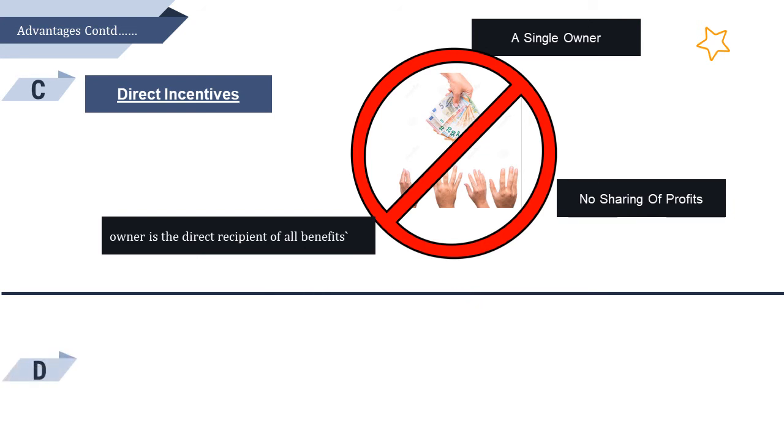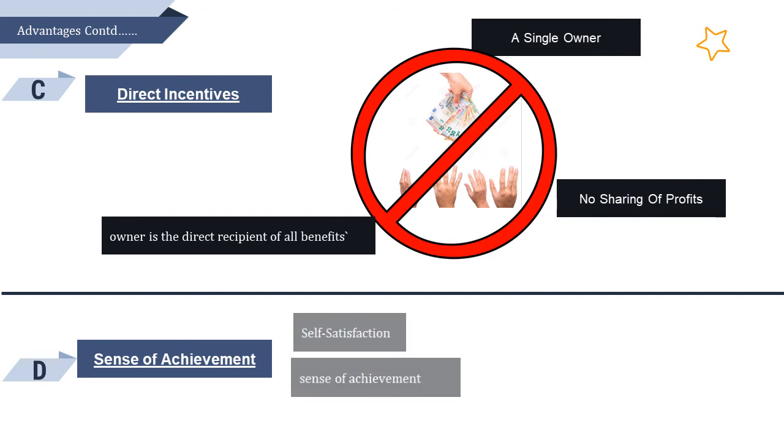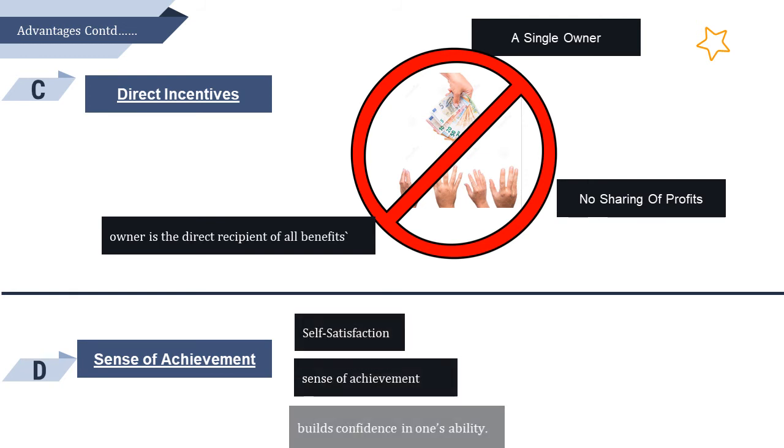The last point is sense of achievement. Working for oneself will give you self-satisfaction and also a sense of achievement. So business success builds confidence in one's ability.